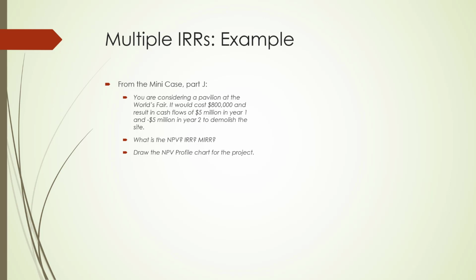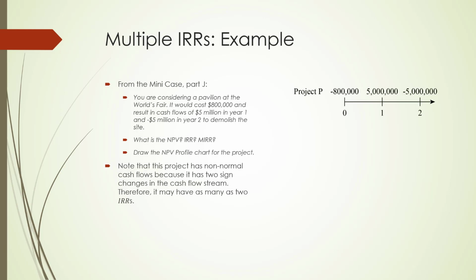So now we want to know what's the NPV, the IRR, and then something else we'll talk about in a second, the modified IRR. And we also want to draw the NPV profile. So here's the cash flow timeline, and you can see negative $800,000 to $5 million, that's one sign change. And then $5 million to negative $5 million, that's a second sign change.